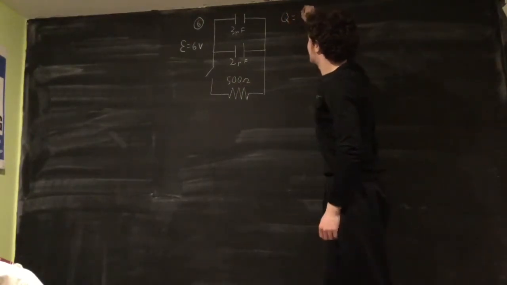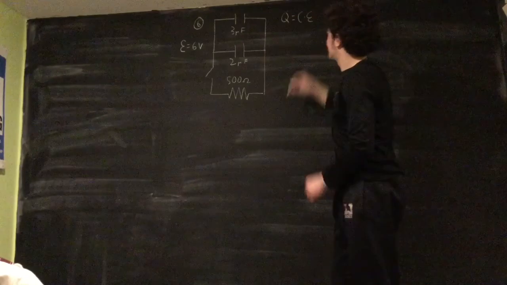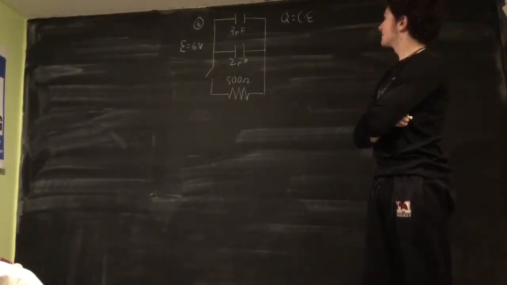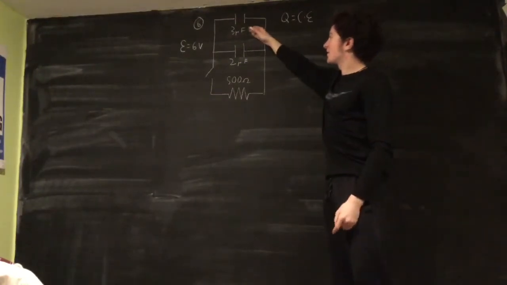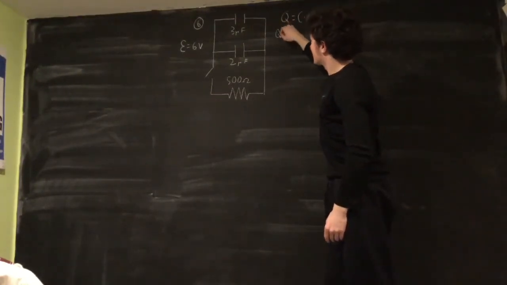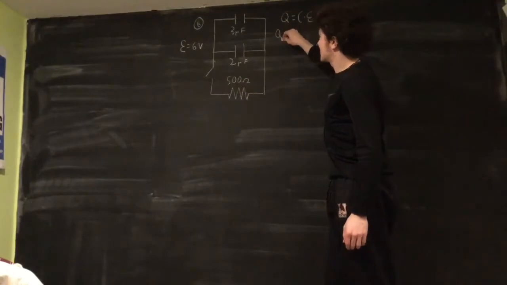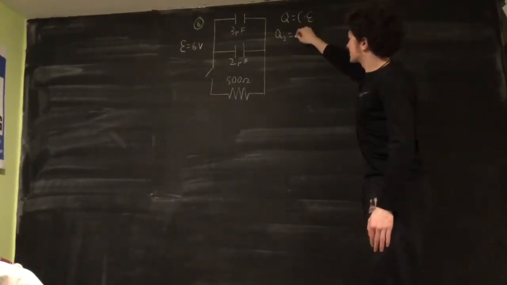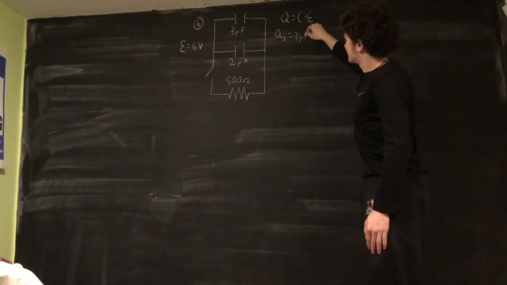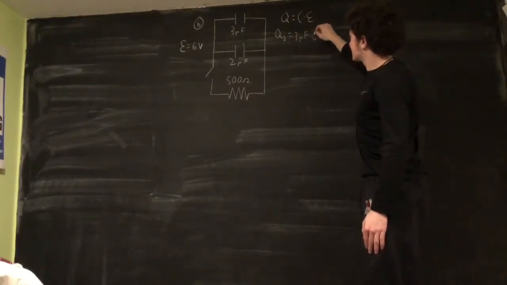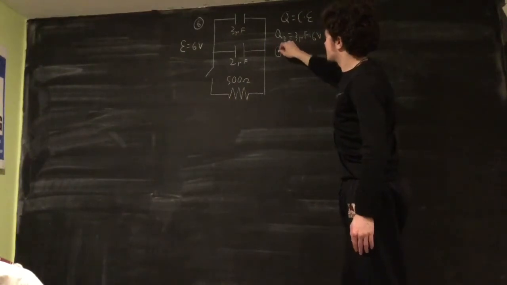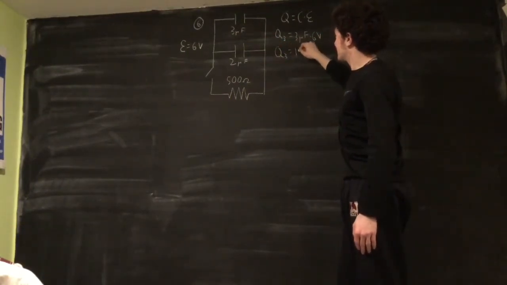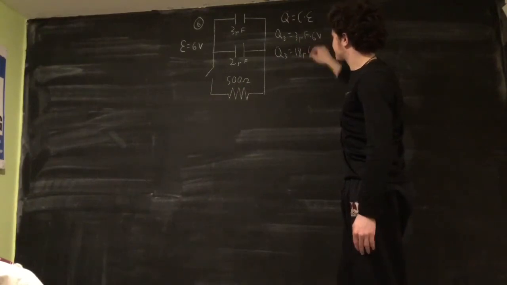Q is equal to capacitance times EMF, which is basically just voltage. And for this capacitor up here, Q, I'll label it 3 because it has a capacitance of 3 microfarads, is equal to the capacitance times the EMF, which is 6 volts. So we know the original charge on this capacitor right here is equal to 18 microcoulombs.